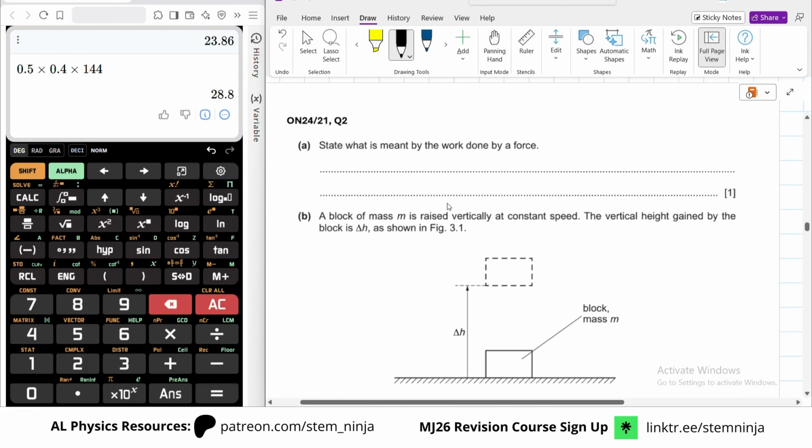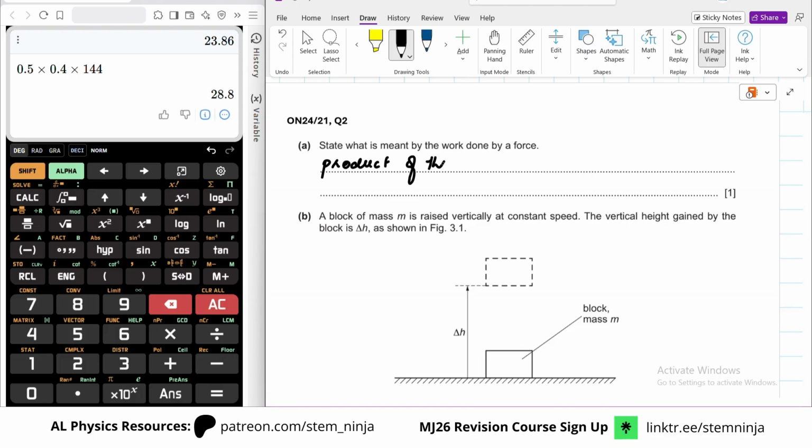Alright, let's try some paper 2 questions. State what is meant by work done by a force. So this is simple. It is the product of the force and the displacement in the direction of force.